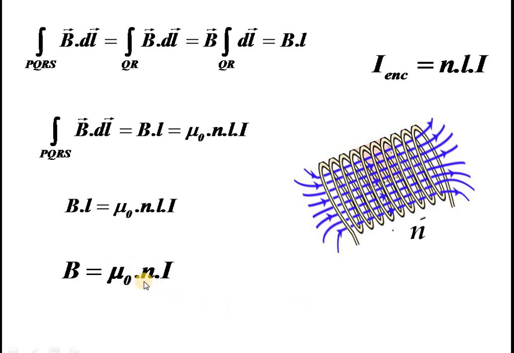This should not be confused with the number of turns per unit length, and I is the total current passing through the wire. Suppose this core is filled, the inside is filled with some magnetic material of permeability mu. So mu 0 must be removed and mu must be substituted. If there is no magnetic material, simply free space, then you can go along with mu 0.